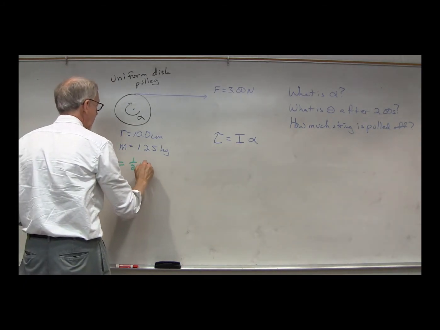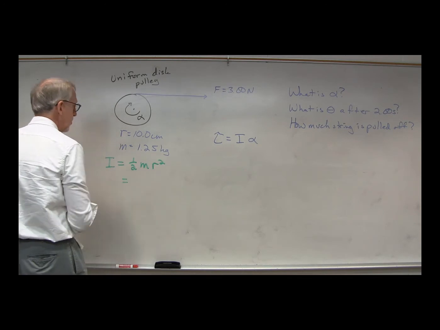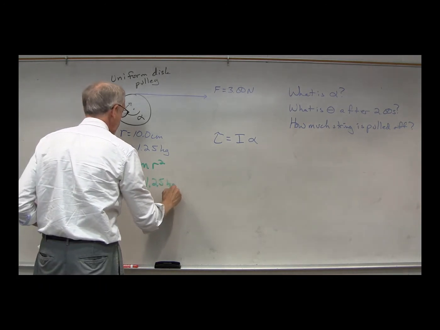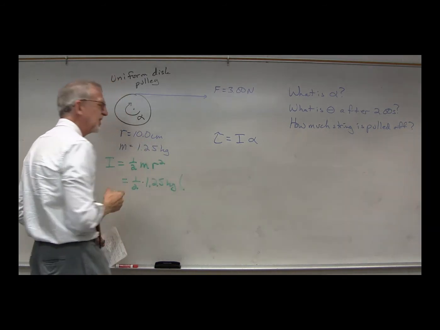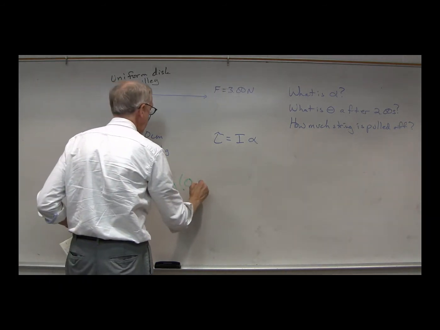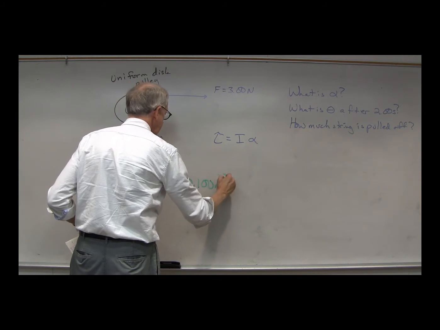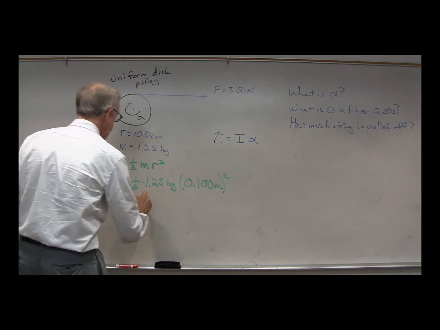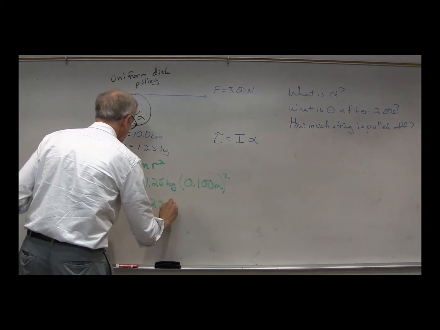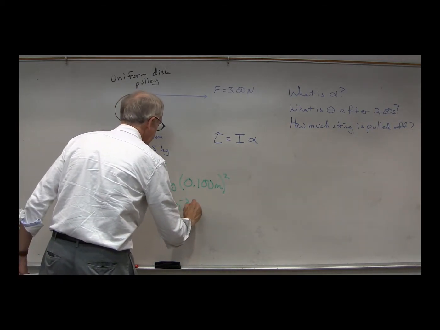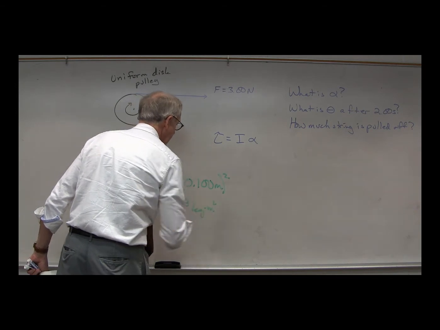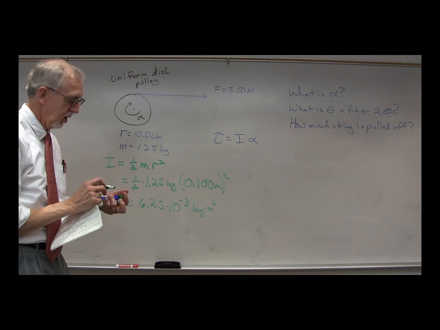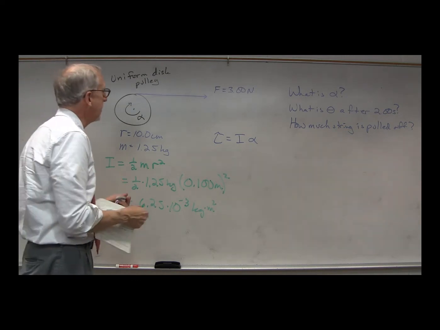So 1/2 mr squared. In other words, 1/2 times 1.25 kilograms times 10 centimeters, let's convert that to meters, so 0.100 meters, squared. We multiply that out, and we get that I is 6.25 times 10 to the minus 3 kilogram meters squared. Okay, so there's I. Now, what is the torque? Well, we'll look up here.